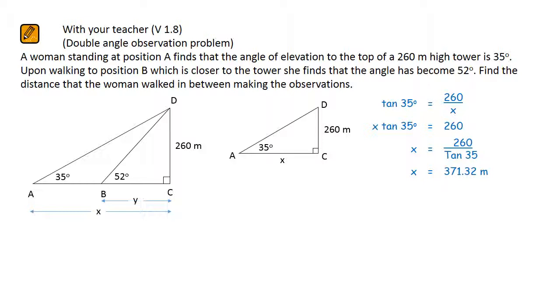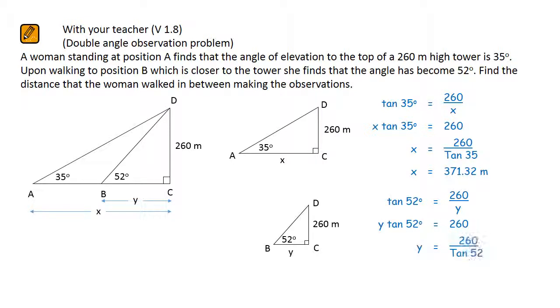Then we look at the small triangle. Once again, it involves opposite and adjacent sides. It's a tan question. The tan of 52 equals 260 over y. Multiply both sides by y. Divide both sides by the tan of 52 to find that y is equal to 203.13 metres. To work out the distance from A to B, all we need to do is take away one answer from the other. The distance is 168.18 metres.